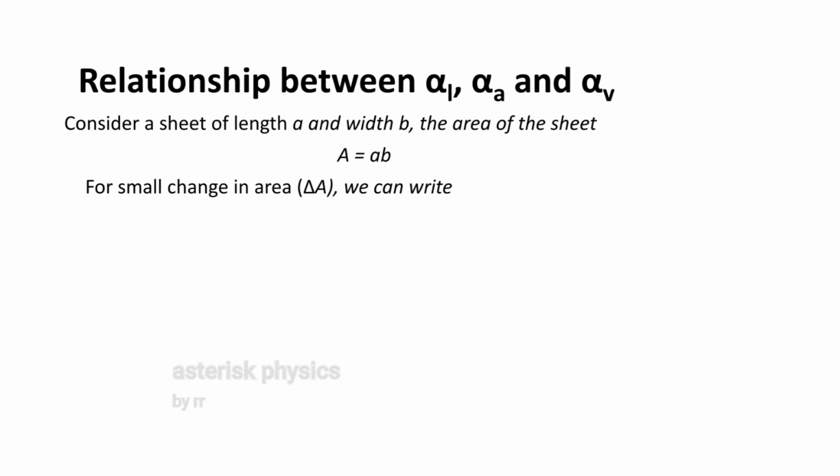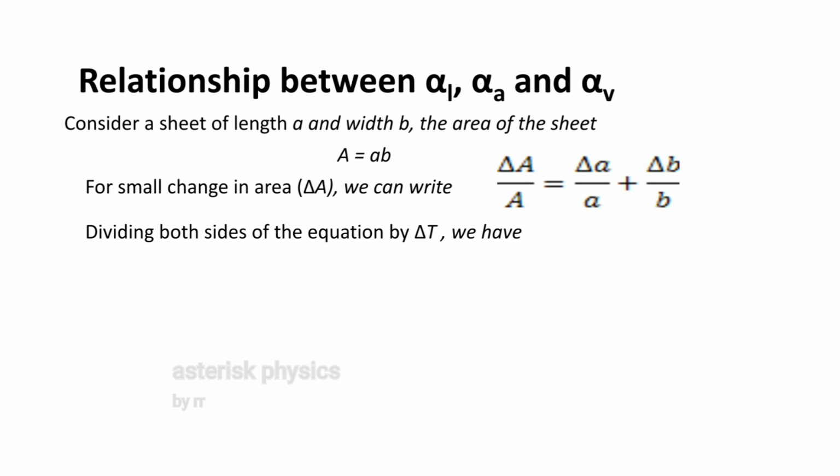For a small change in area delta A, that is, when the temperature of the system changes by delta T, there is a small change in area delta A. And we can write the fractional change in area as delta A by A equals delta a by a plus delta b by b. Dividing this equation throughout by delta T, that is, dividing both sides by delta T, we have delta A by A into delta T equals delta a by a into delta T plus delta b by b into delta T.